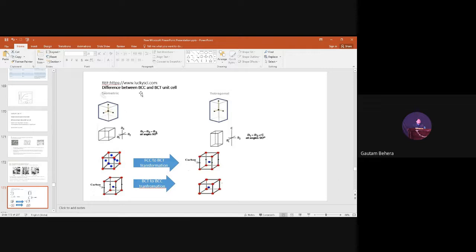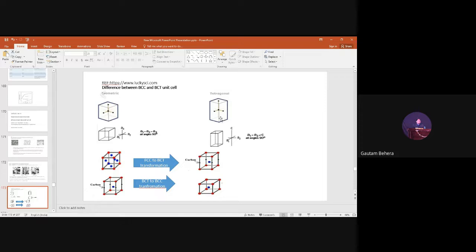Now, the difference between BCC and BCT. If you remember, this is a BCC structure, and if you remember how to define a unit cell, a unit cell can be defined on the basis of lattice parameters. One is the angles between the edges, that is alpha, beta, and gamma, and the edge lengths A, B, and C, or you can call them A1, A2, and A3. So you can see the difference between tetragonal and isometric. Isometric is nothing but the BCC. Tetragonal is this one.